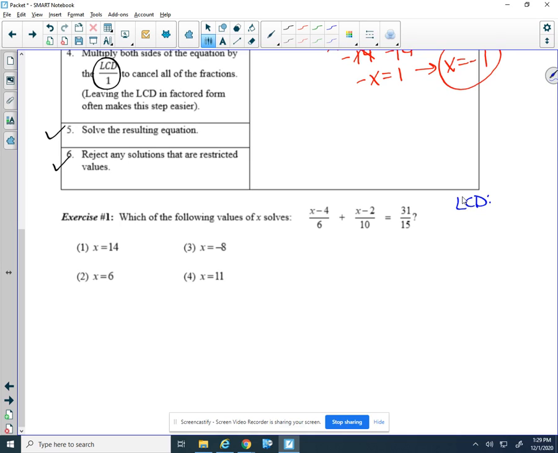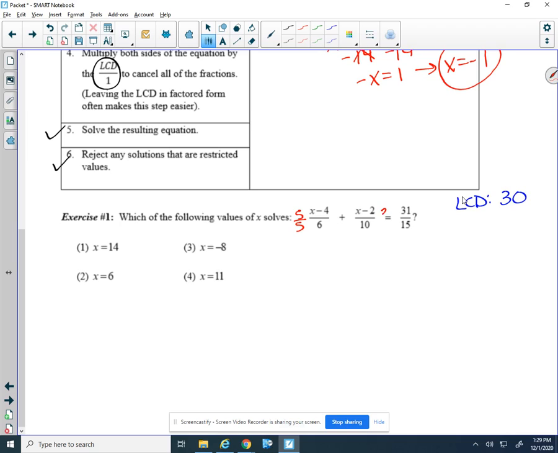A big number we could get, 6 times 15, would give me something more than I want. It would give me 90. But we actually know all of these three numbers go into 30. So that is the smallest common denominator. My first fraction is missing a 5.